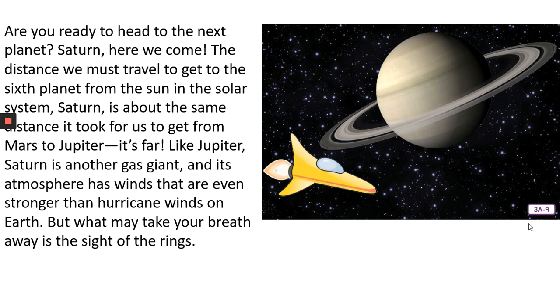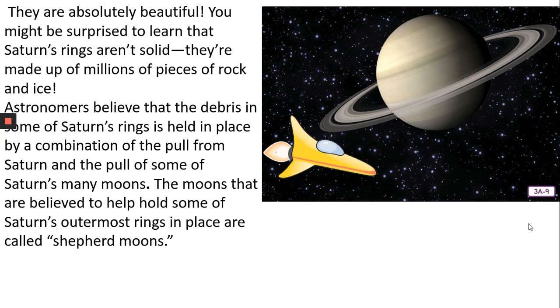Here we come! The distance we must travel to get to the sixth planet from the Sun in our solar system, Saturn, is about the same distance it took for us to get from Mars to Jupiter. It's far. Like Jupiter, Saturn is another gas giant, and its atmosphere has winds that are even stronger than hurricane winds on Earth. But what may take your breath away is the sight of its rings.